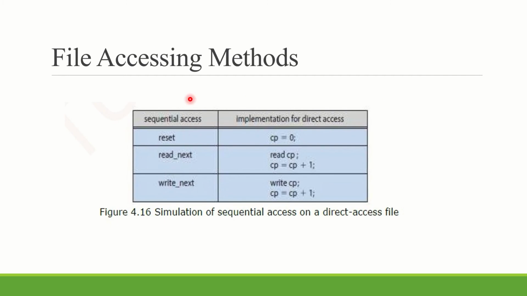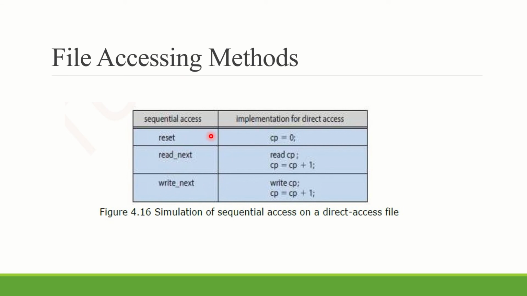Next, this is the comparison of the commands they use for sequential access and direct access. For sequential access, as I already told, for resetting back to the starting position, which is denoted as rewinding in the figure, it uses the reset operation. For reading the next file or record, it uses read next. For writing to the next record or next position, we use write next in the case of sequential access.